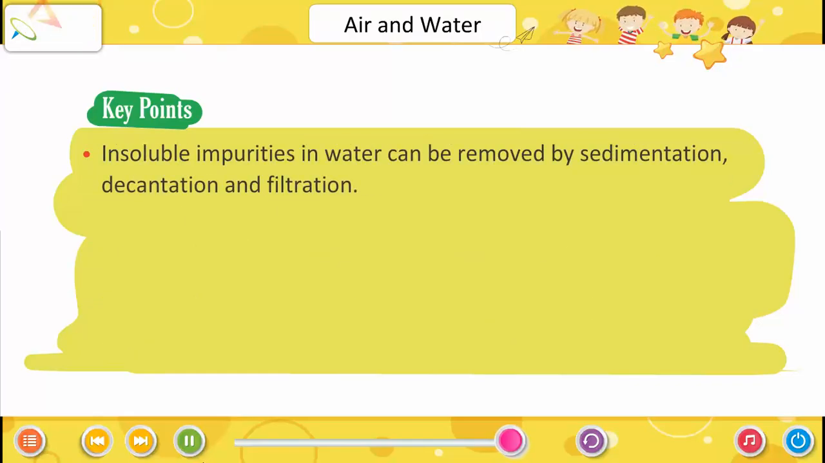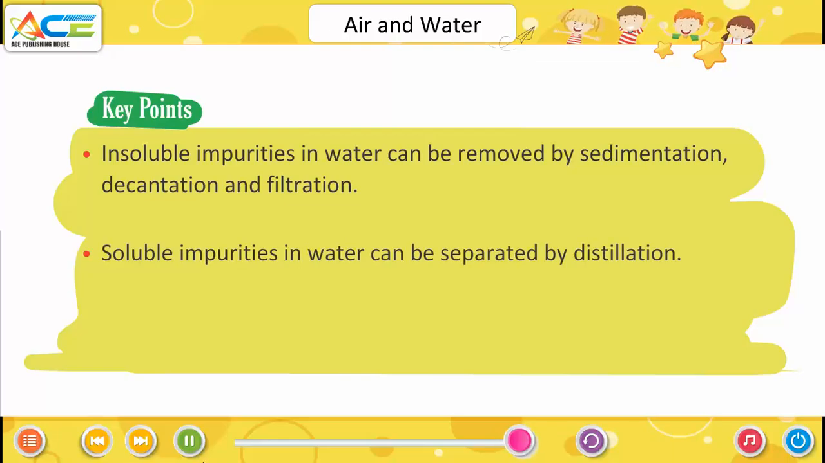Insoluble impurities in water can be removed by sedimentation, decantation, and filtration. Soluble impurities in water can be separated by distillation.